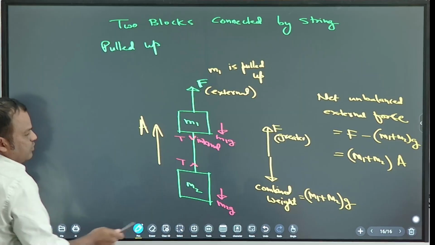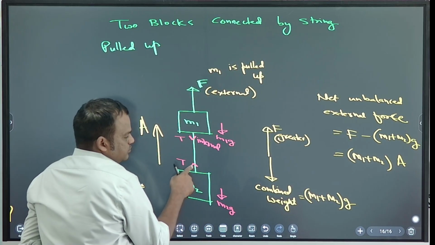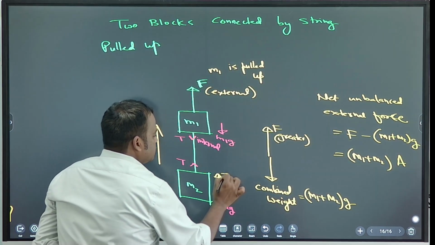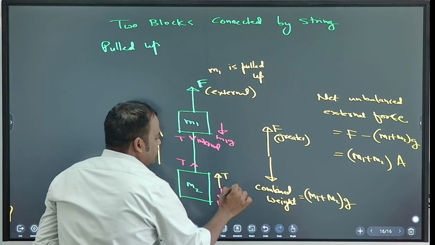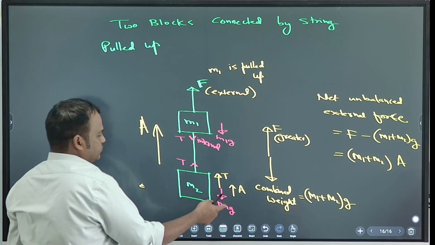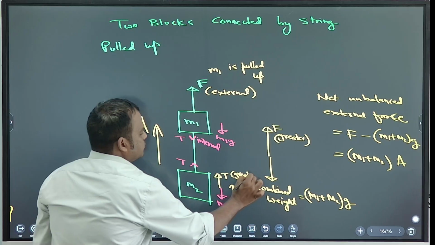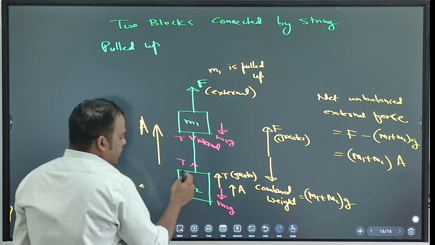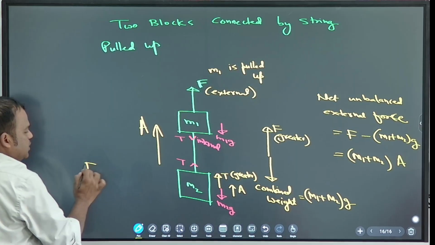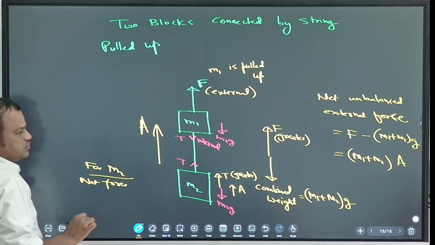Okay, fine. Now draw FBD of M2. What is the upward force? Tension for M2, downward force, M2G. So tension upward, M2G downward, but acceleration is upward. So which is greater, T or M2G? T is greater. So how to find net force on M2? Net force, tell me, for M2.